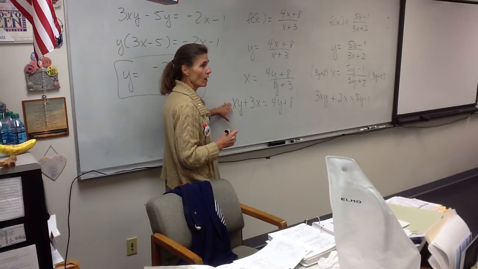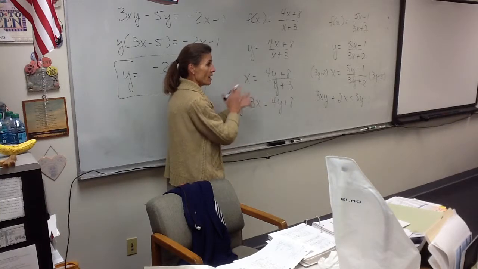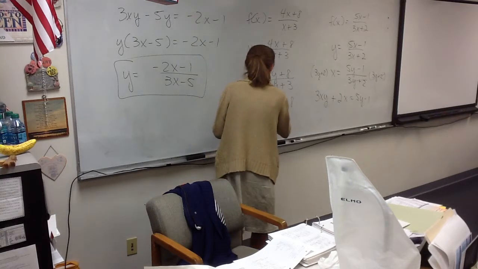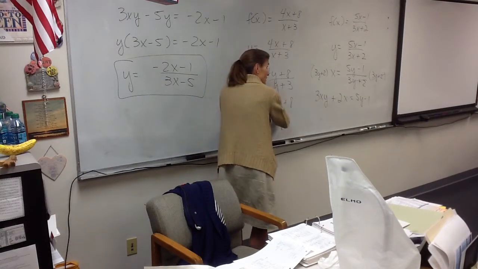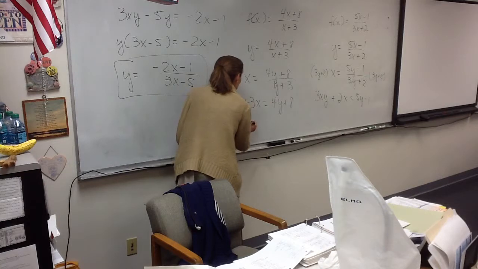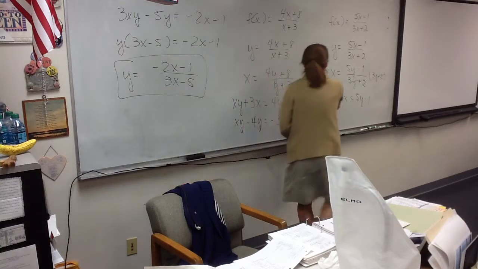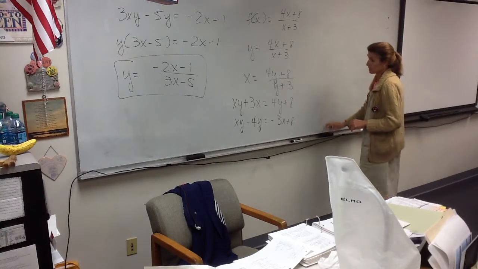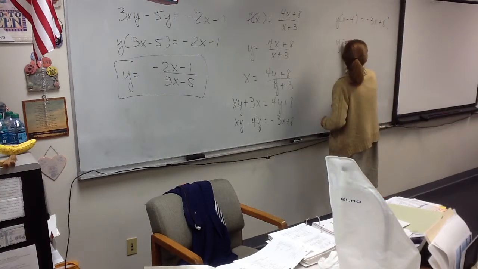I'm not quite ready to take the y out yet, because what have I not done yet? I got to get all the y's on the same side. So I'm gonna move this over here, and at the same time, I'm gonna move this over here, because I only want y's on this side so that I can factor it out. So I'll have xy minus 4y equal negative 3x plus 8. And then I can factor, and what's the last step? Divide.